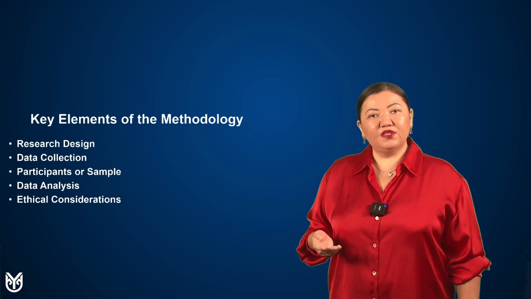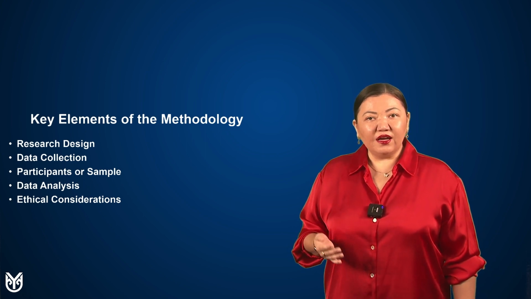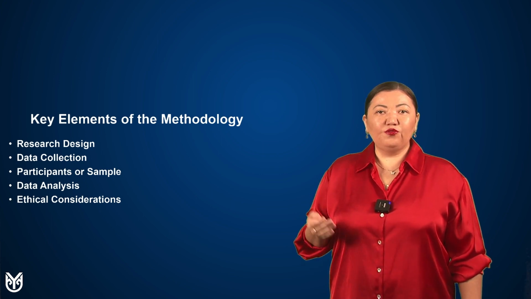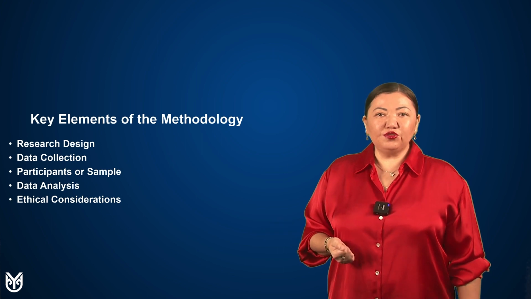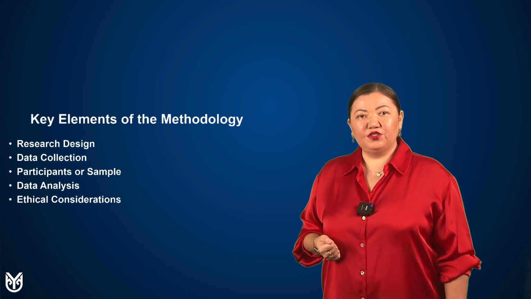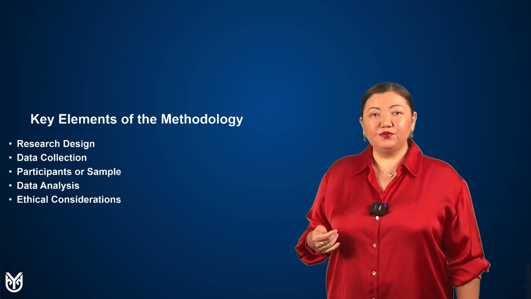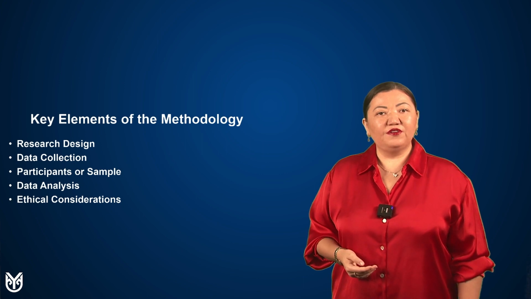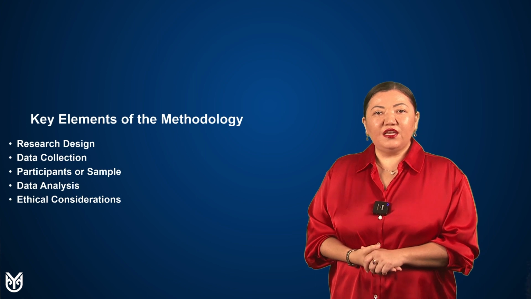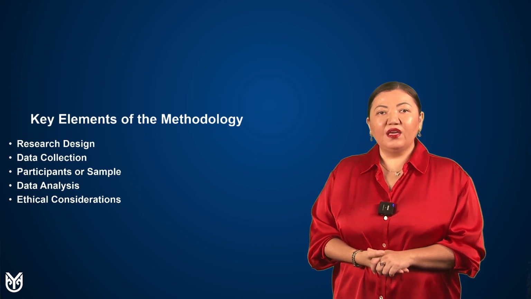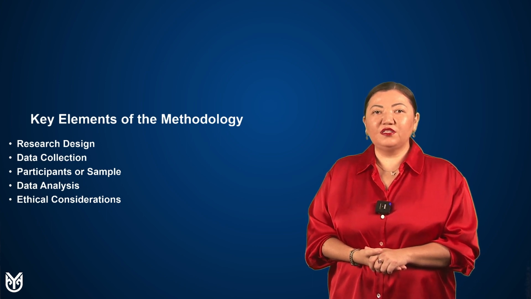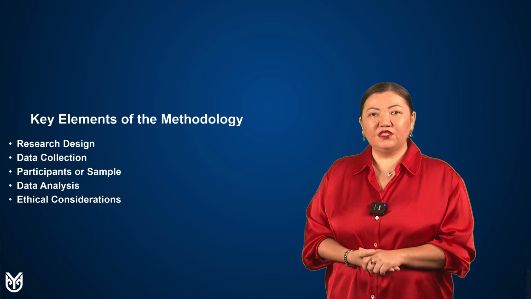Number four, data analysis. Clarify the techniques you use to analyze the data. For quantitative research, this could involve statistical methods. For qualitative research, describe the coding and analysis process. Number five, ethical considerations. Address any ethical concerns. Explain how you obtained informed consent from participants and how you protected their privacy.